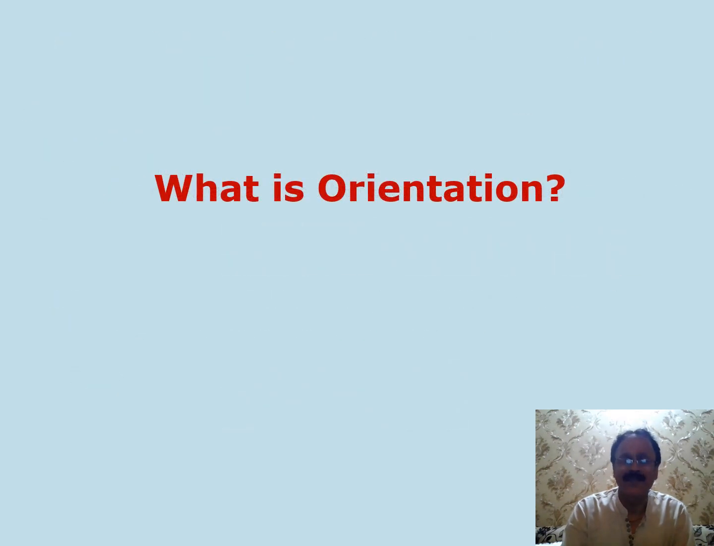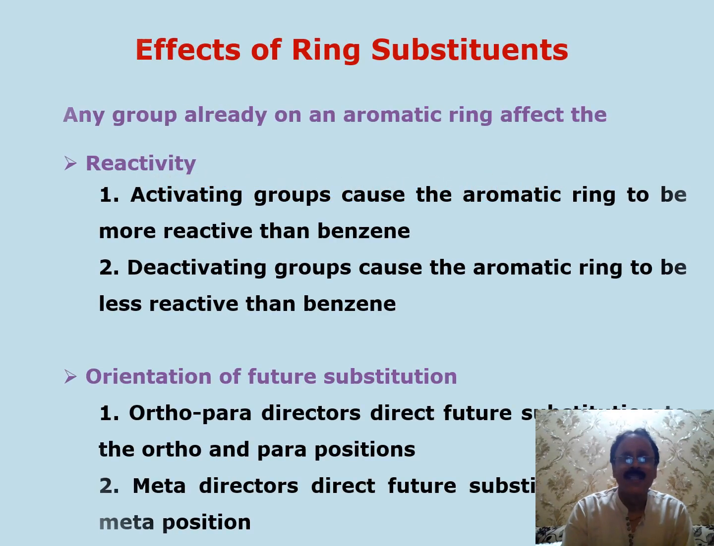Now what is orientation? Orientation is the effect of ring substituents. When there are some groups already present on the benzene ring, what is the position which is occupied by the second substituent? With respect to the already present substituent, there are three positions. 1-2 position is ortho, 1-3 position is meta, and 1-4 position is para.